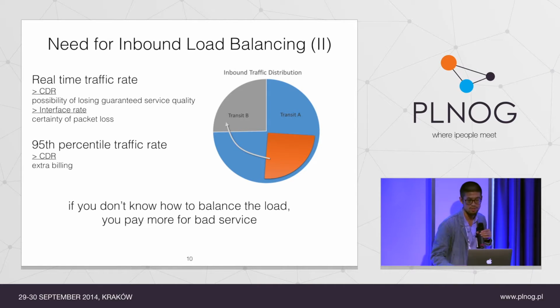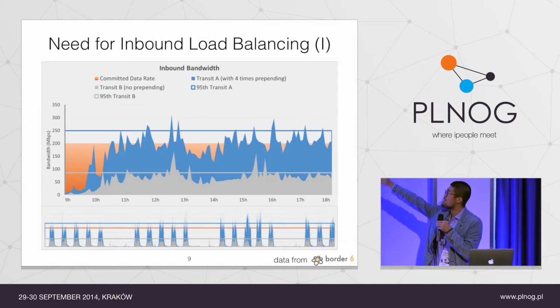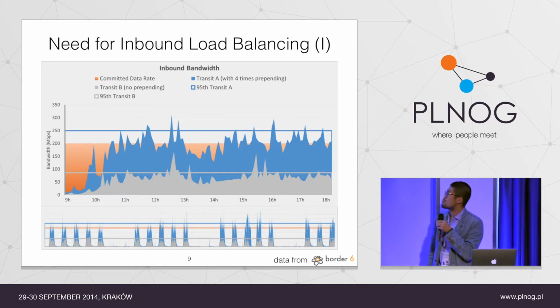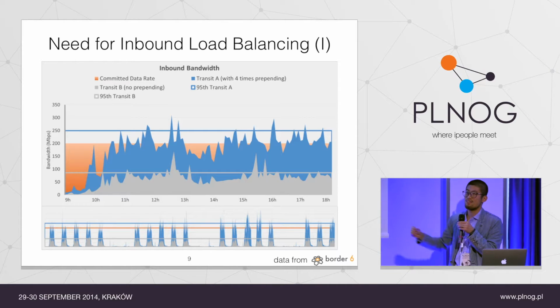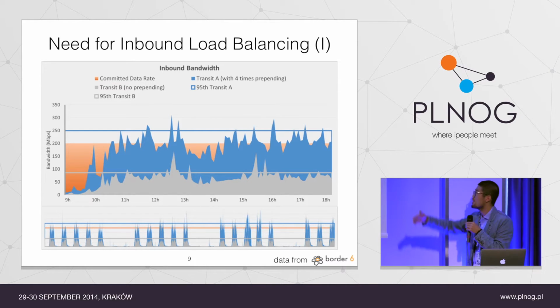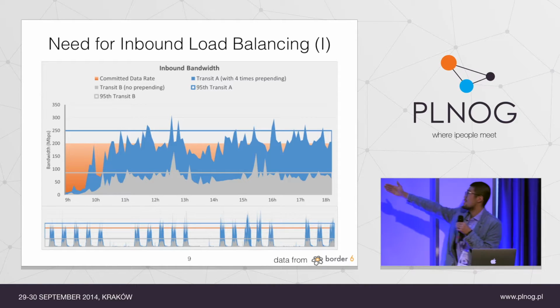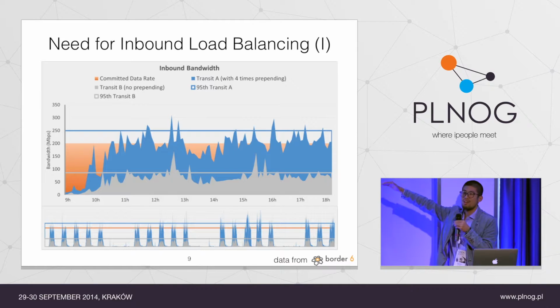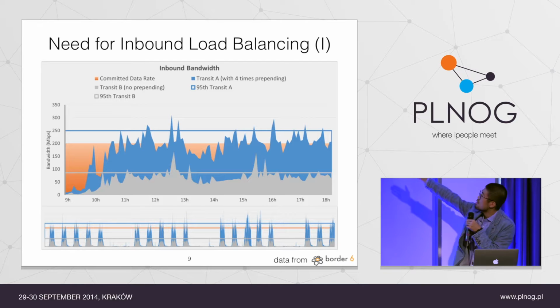Let's just go back to the previous graph. We can see for real-time rate, there are times that there are peaks in transit A for incoming traffic. In the meantime, in transit B, we have plenty of capacity. And when talking about the 95th percentile traffic rate, we can see that the line for transit B is still far below the CDR rate. There's capacity there to deal with this amount of traffic, but we failed to do that. You can see that with transit A, we have already done about 4 times prepending, but it's not working.